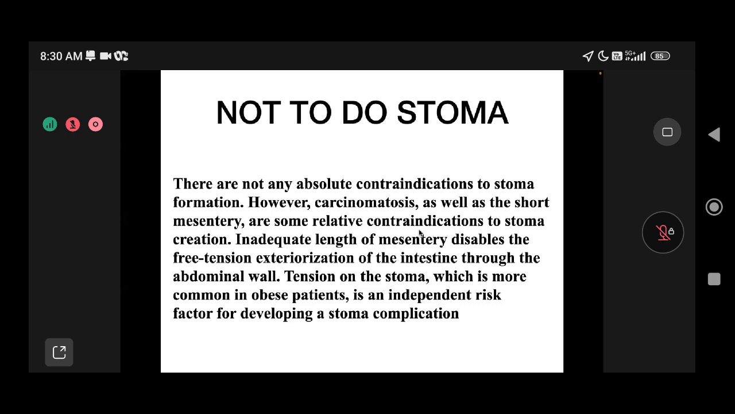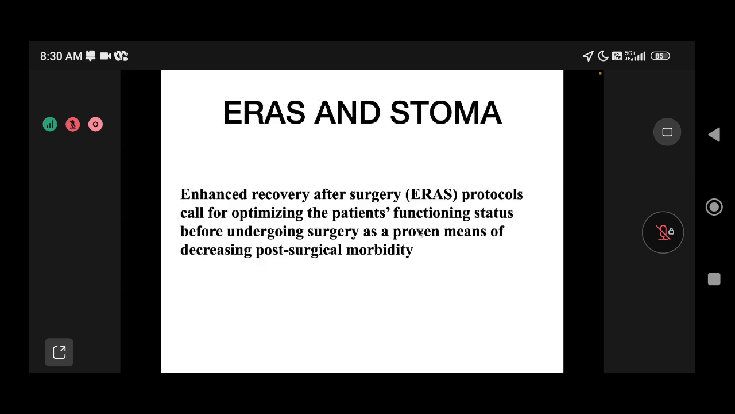Tension on the stoma, which is more common in obese patients, is an independent risk factor for developing stoma complications. So in an obese individual, your boss himself, who is more experienced, should do it rather than the juniors. That's very important, because we come across all the problems in obese individuals. There is something called ERAS. ERAS is enhanced recovery after surgery, and we tend to apply this ERAS protocol in most stoma management.